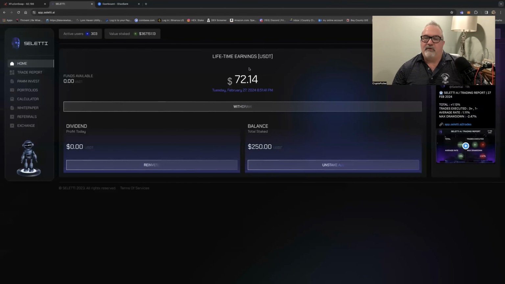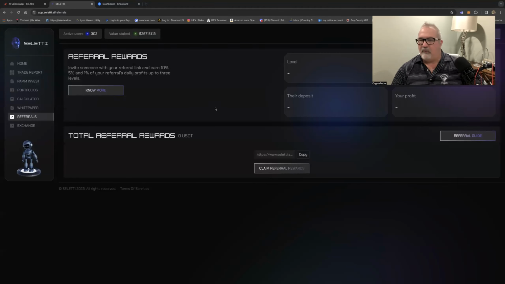See, there I go. It just went through: $72.14. That's in USDT, straight to my wallet. So now this starts all over again. I just keep building it up. Very good thing. Got referrals in here if you want. I don't have any referrals.